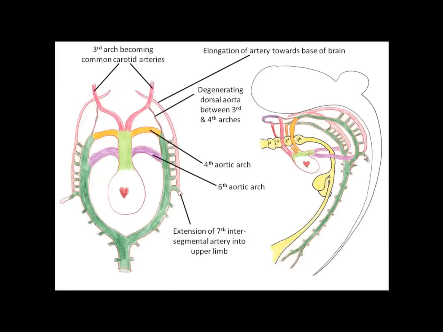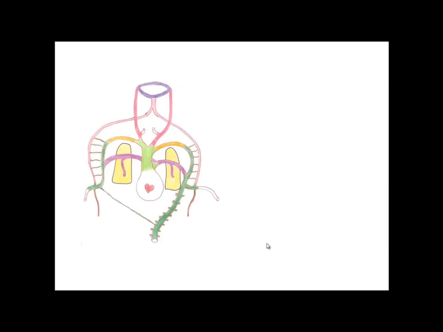Right here's the seventh intersegmental branch, and if we were to travel outside the embryo, we'd probably see the limb bud growing out at about this point. Third arch and the lung buds are important to pay attention to right here. All right, now it starts to get a little wacky.